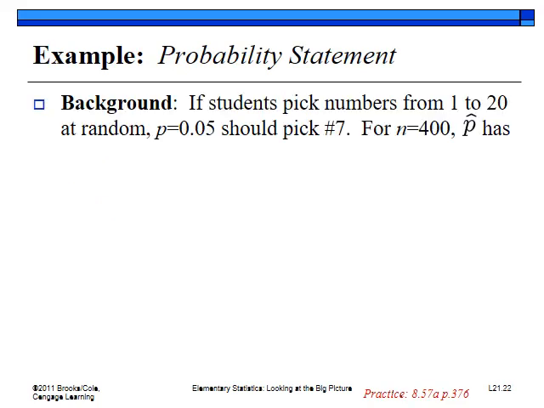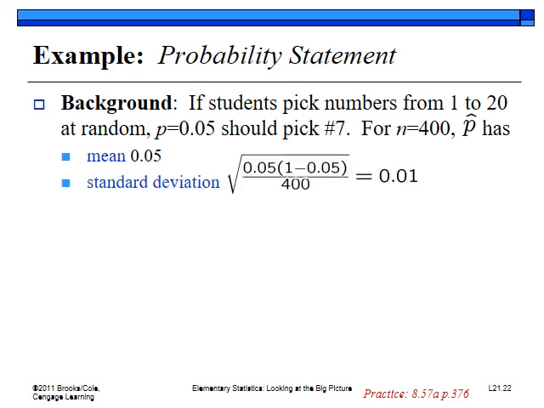So, here's an example. If students pick numbers from 1 to 20 at random, we would expect 5% to select each number. So let's focus on number 7. If we have a sample of size 400, I would expect p hat, which is the proportion in our sample, to pick number 7. The mean of p hat would be 0.05, and the standard deviation of p hat would be computed in this way. It's 0.01. This sample size is large enough that the shape of the distribution would be approximately normal.